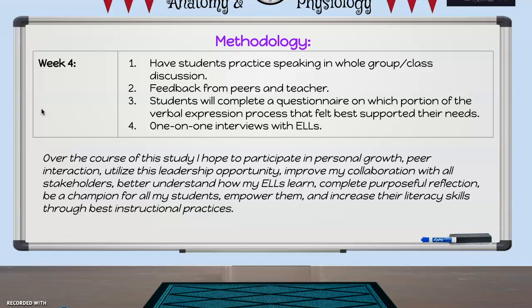So I'm going to do that in the writing section as well as the verbal, and then see if their answers correlate to each other and if there's consistency or if they favor one strategy in writing and then another strategy in speaking. Lastly, I will conduct one-on-one interviews with ELLs to review the strategies they felt best fit their learning style and then what modifications can be made to the assignment to better improve their learning.